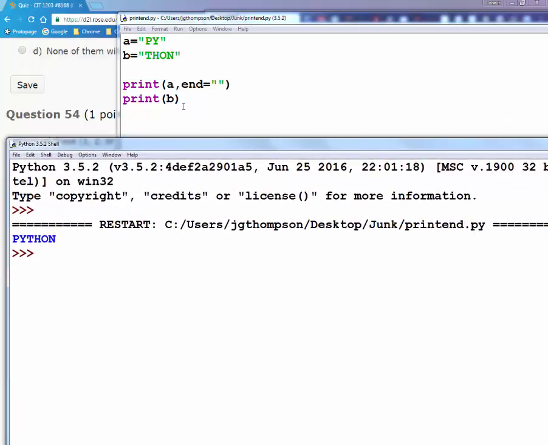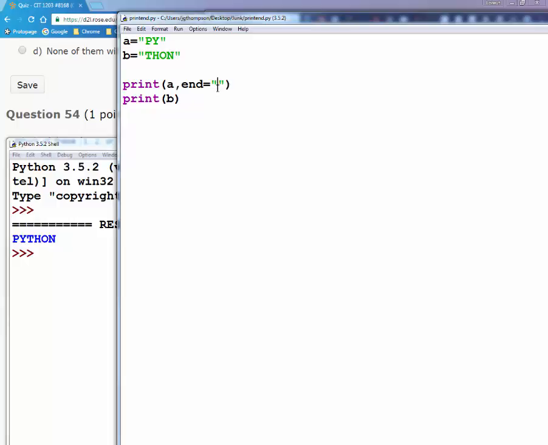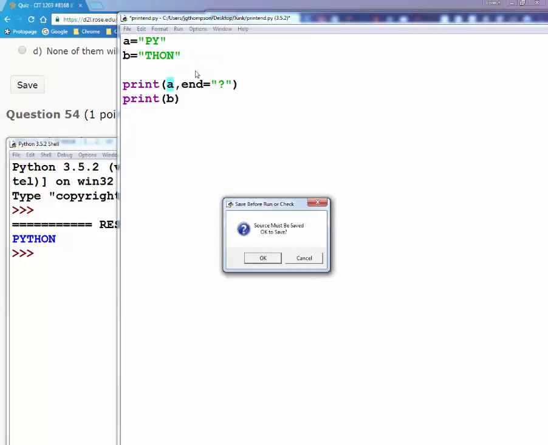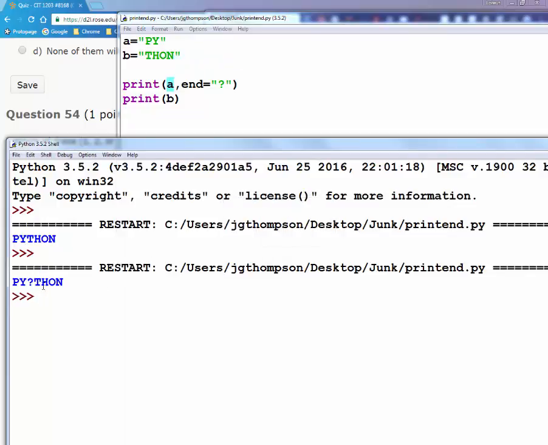We could do this. I want a question mark. So what it's going to do is print the value of A, but rather than go to the new line, it's going to print a question mark. And then it's going to print B. And there we go. So that's what the end argument does. So that one would have been the correct answer to 54.